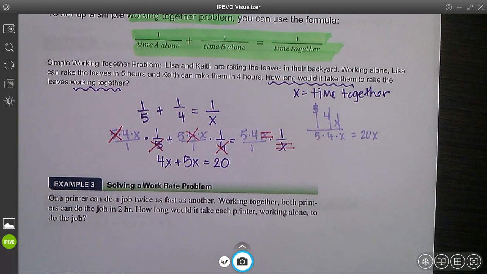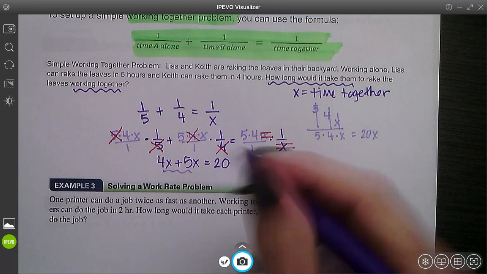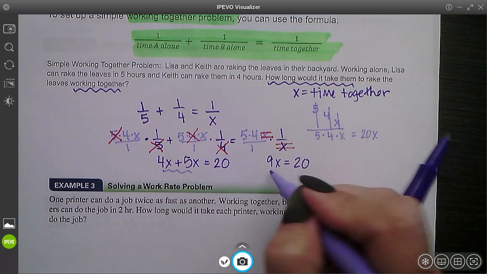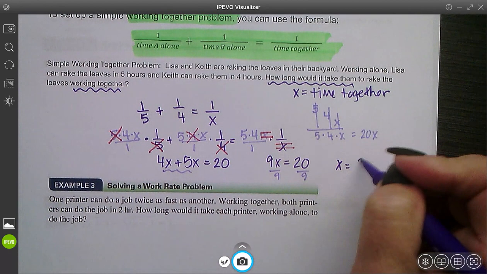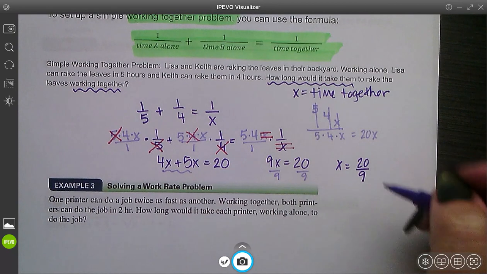Now this equation is really simple to solve. It's just a linear equation. I will combine those like terms, which gives me 9x equals 20. Divide both sides by 9, and I get x equals 20 over 9. Since I was measuring these in hours, it's going to be 20 over 9 hours.